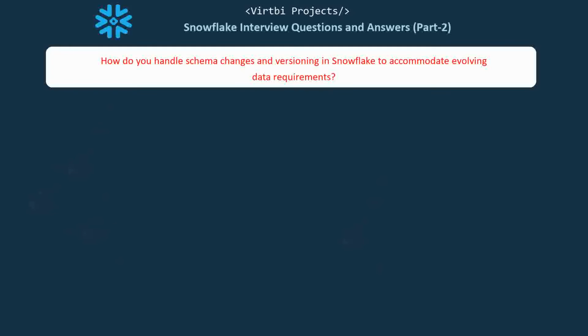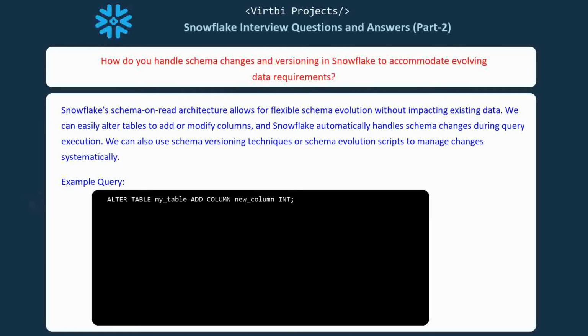How do you handle schema changes and versioning in Snowflake to accommodate evolving data requirements? Snowflake's schema on-read architecture allows for flexible schema evolution without impacting existing data. We can easily alter tables to add or modify columns, and Snowflake automatically handles schema changes during query execution. We can also use schema versioning techniques or schema evolution scripts to manage changes systematically. Here's an example query.